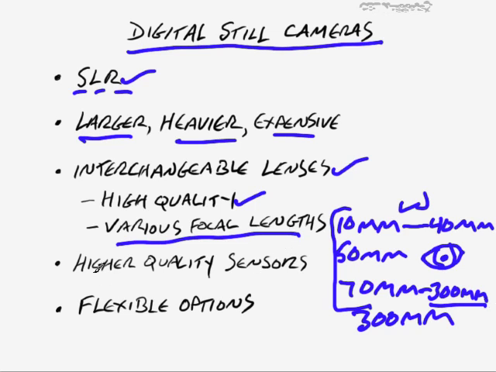Also, these digital SLRs will give you much higher quality sensors than any of the other cameras that I showed you, and you get very flexible options. For example, one of the things I'm able to do with my cameras right now is I've kind of gotten into astral photography. This means that I can set a camera up in remote portions of the desert and have it shooting photographs automatically all night and capture star trails.